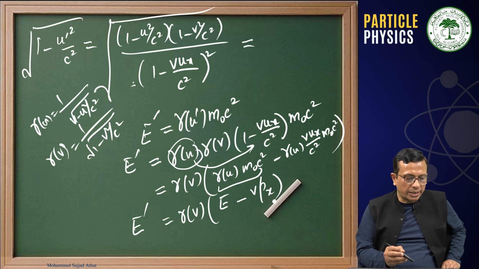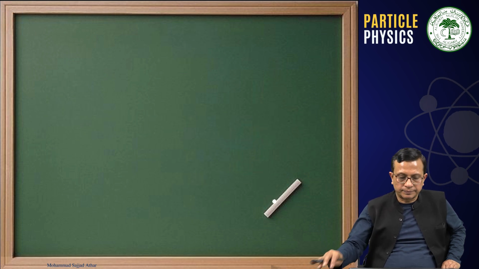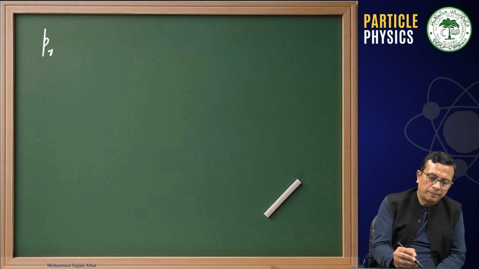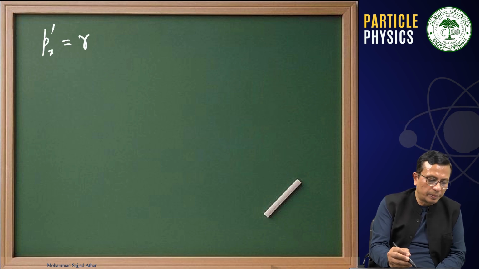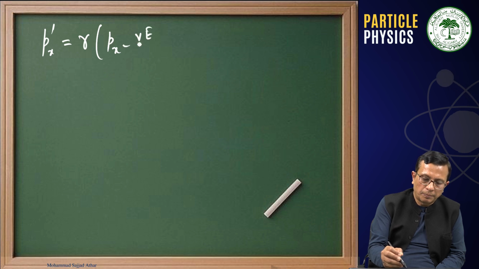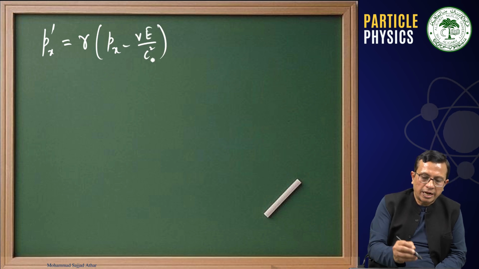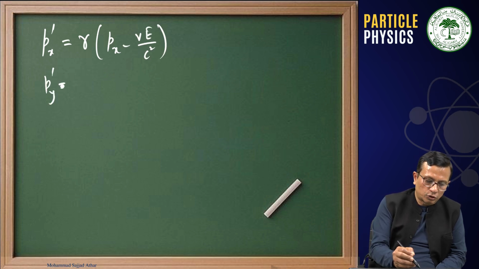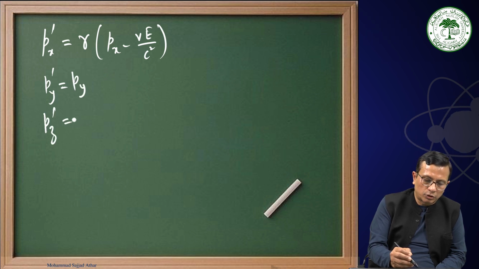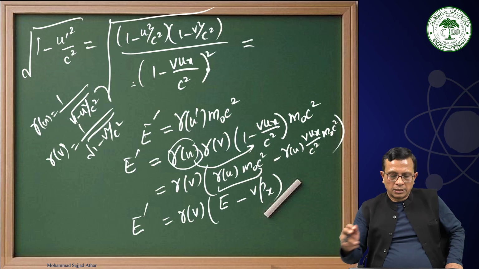Similarly, we can evaluate what px prime will be. Px prime will turn out to be gamma times px minus v E by c square, and py prime will turn out to be equal to py, and pz prime will turn out to be equal to pz.